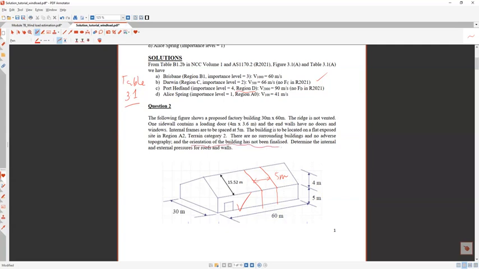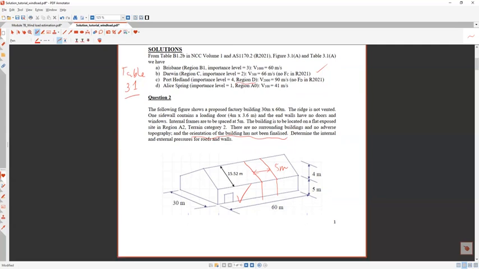The orientation of the building has not been finalized. The direction is not there. What does that actually mean? That you have to find out the most critical one, or the worst effect. Okay, so determine the internal and external pressures for roofs and walls. That is the objective.